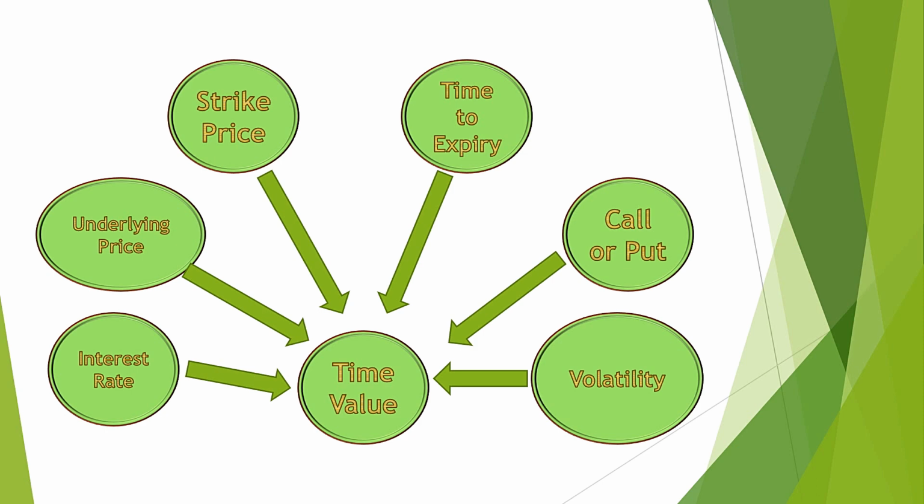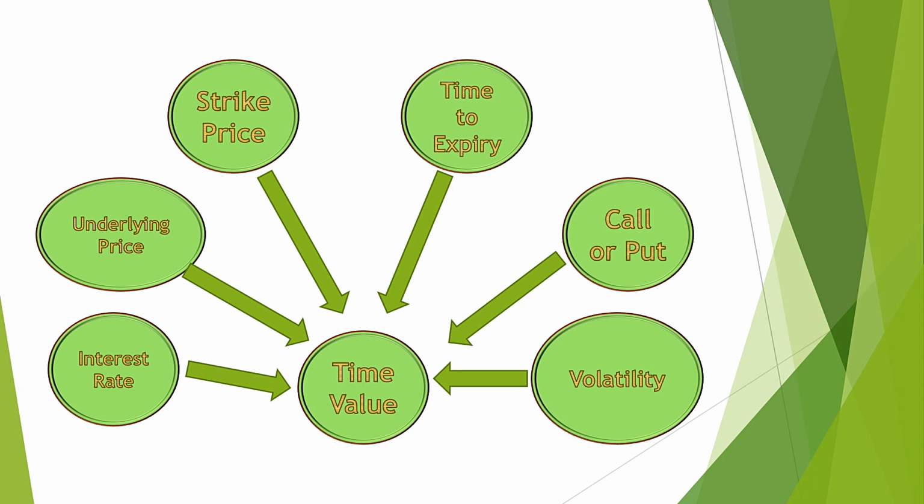Then strike price. Strike price also affects time value. There are in the money, out of the money, and at the money strikes. Time value component changes for each of them. At the money options have highest time value among all the strikes. As strike moves away from the spot on either side, time value decreases. We have discussed this earlier.